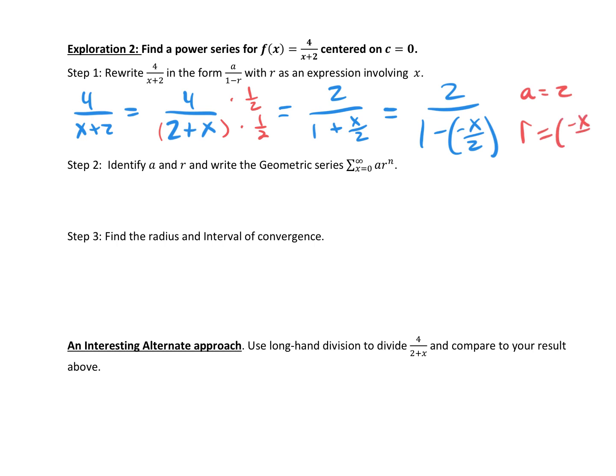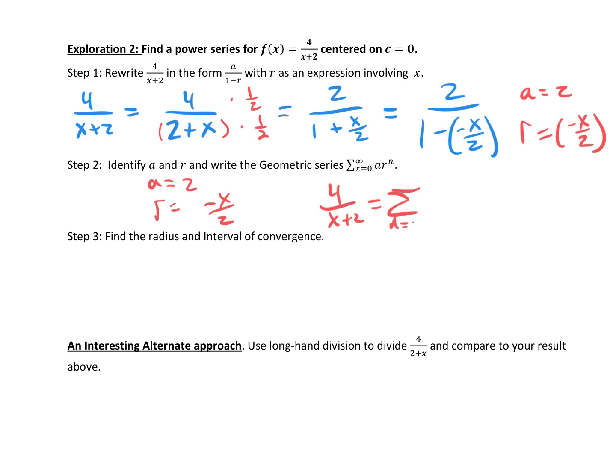Okay? All right. So there we have it. We'll copy that down. A is 2. R is negative x over 2. Okay, so our geometric series is this. So 4 over x plus 2 is equal to, let's see.